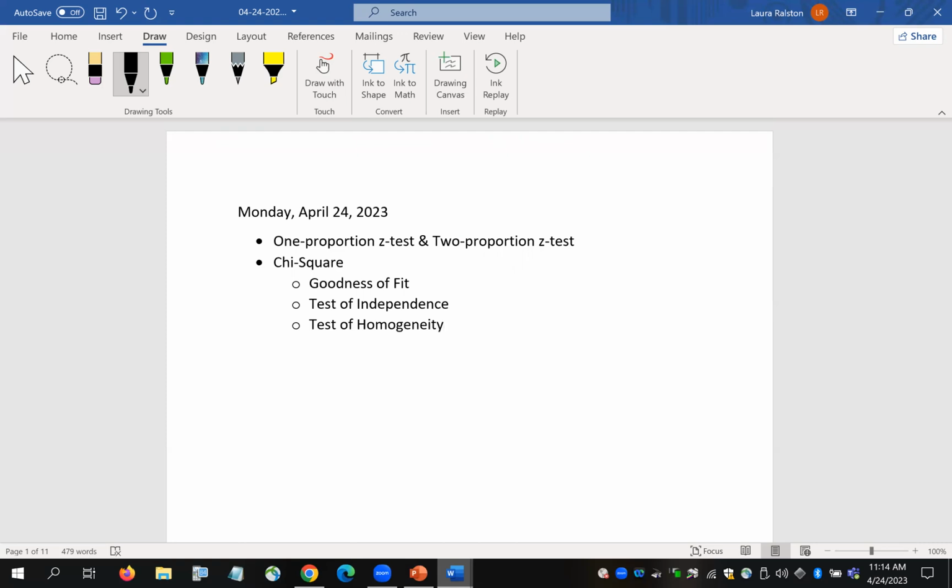The first one of those, chi-square goodness of fit, we talk about in Stat 1401. We don't talk about the others. Okay, so those 2 will be new. But we're still talking about hypothesis testing.